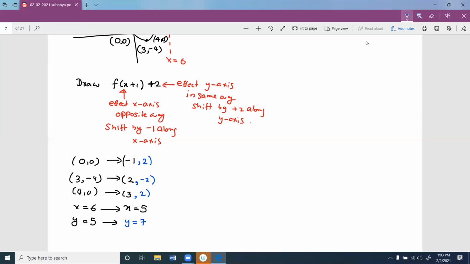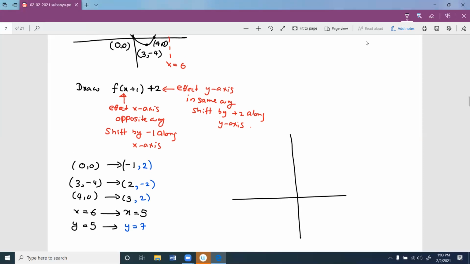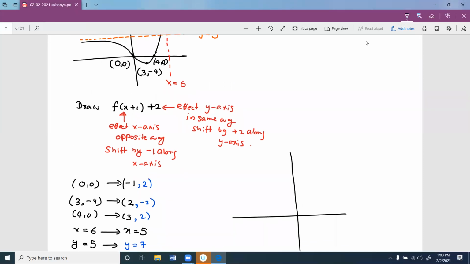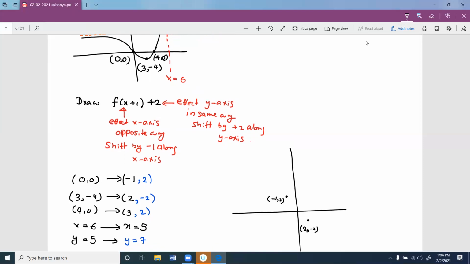Now let's try to draw these. The graph goes like this. Initially, 0, 0 turns into minus 1, 2. It has traveled 1 unit to the negative side and 2 units up. The point 3, minus 4 shifts 1 unit this side, then 2 units up, so it turns into 2, minus 2. Actually, this should be somewhat lower than that. If you draw it on a scale, you can understand this graph much more clearly. Then 4, 0 turns into 3, 2.